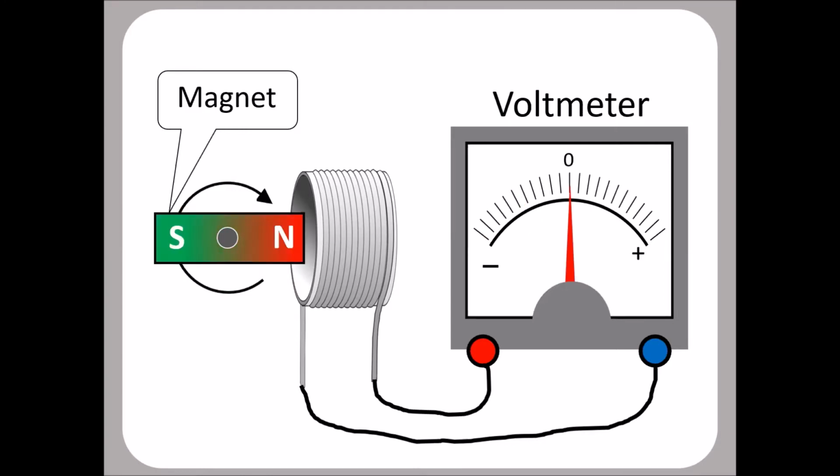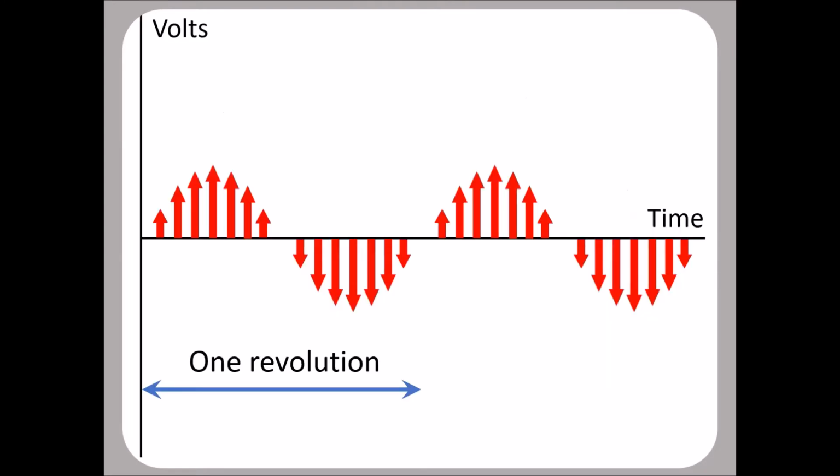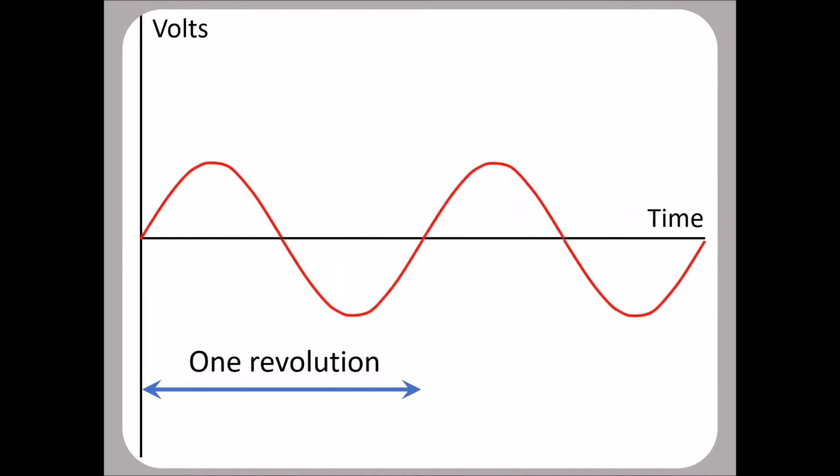So each revolution takes the voltage through a complete cycle. I've plotted the voltage at various instants on this slide. And you can see that in one revolution, you get a positive set and then a negative set. And so it goes on. Well, we don't normally plot them individually. Of course, we would normally just use a graph.